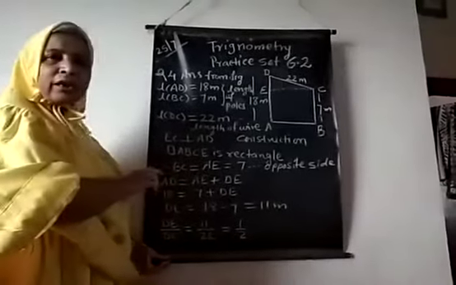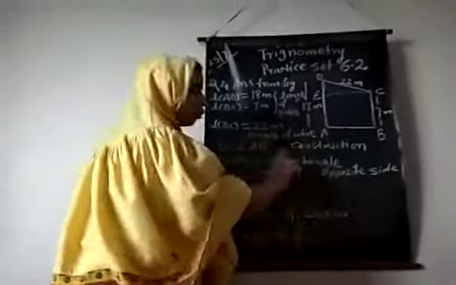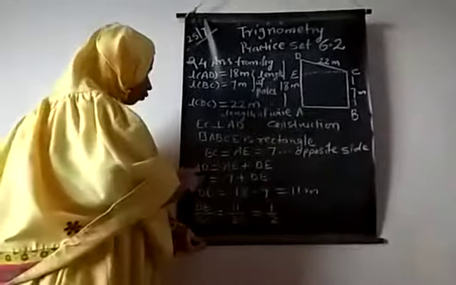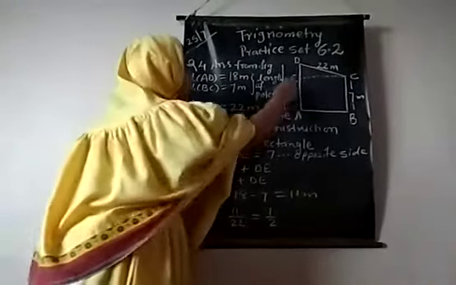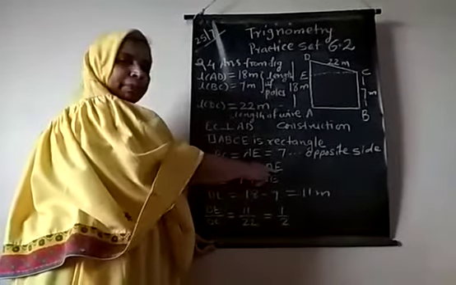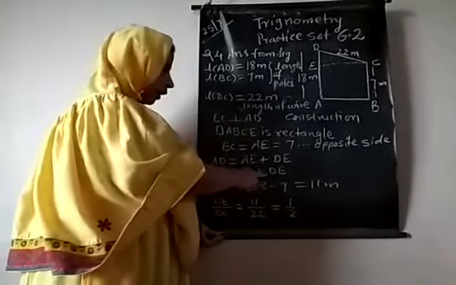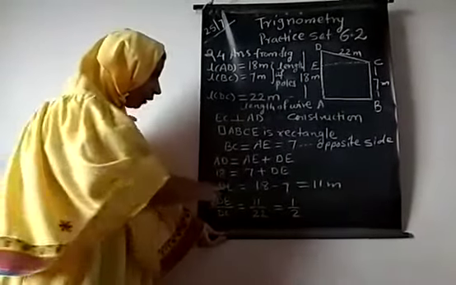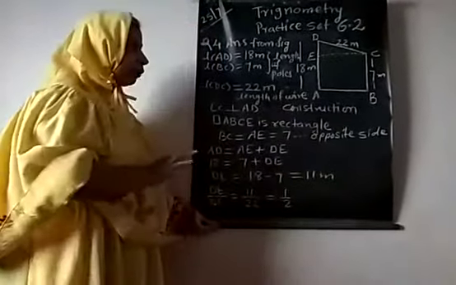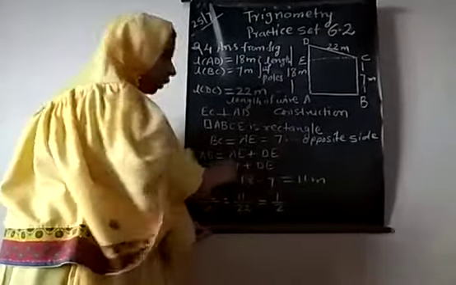In a rectangle opposite sides are equal. Therefore BC equal to AE is equal to 7 meter. That is the opposite side of the rectangle. Now total AD is divided into two parts, AE plus DE. Therefore AD is equal to AE plus DE. AD is given 18, AE is 7 and DE we are going to find. Therefore DE is equal to 18 minus 7, which is equal to 11 meter. So this distance is coming 11 meter. DE is equal to 11 meter.